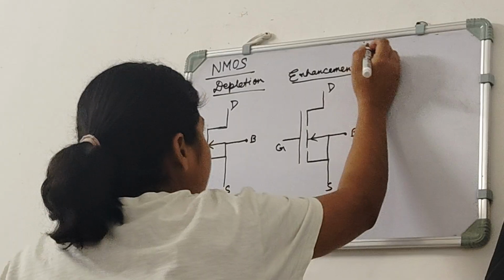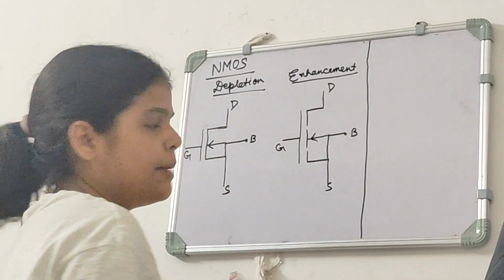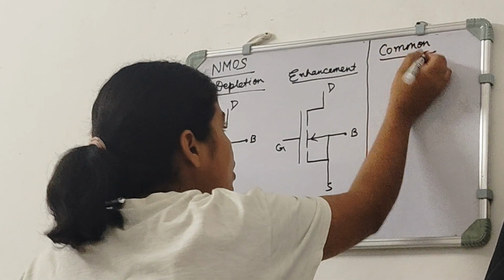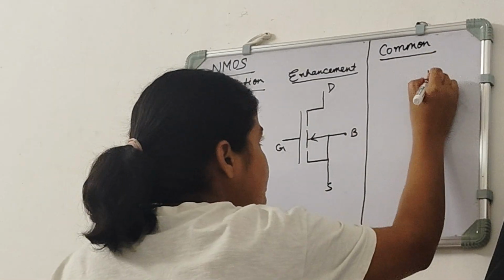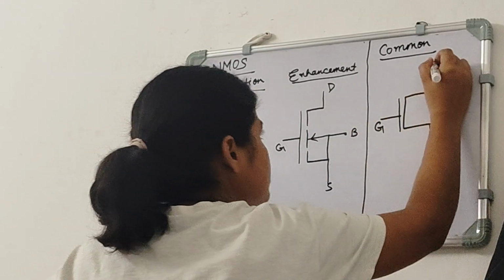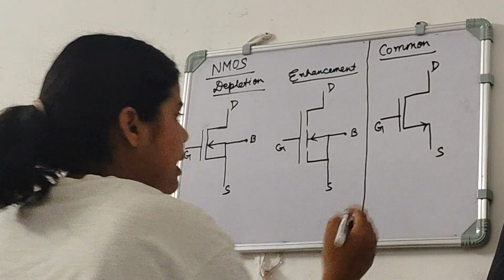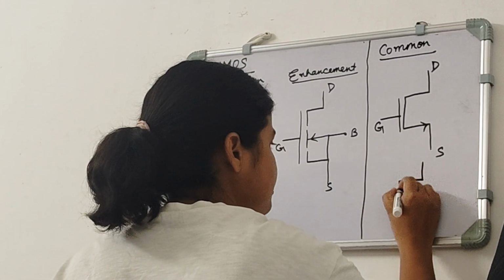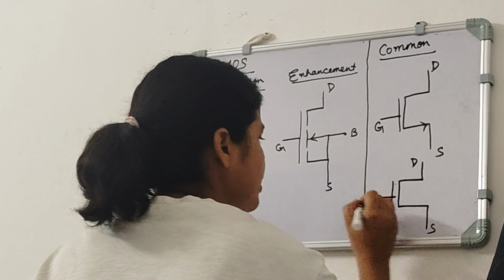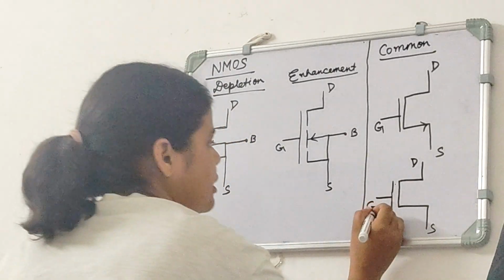Now, if we don't talk about depletion or enhancement type, there are two common type symbols for both the types, and it is shown like this. This is gate terminal, this is drain terminal, this is source terminal, and this is the arrow. And the second one is like this. Just drain terminal, source terminal, gate terminal, and no arrow or anything.